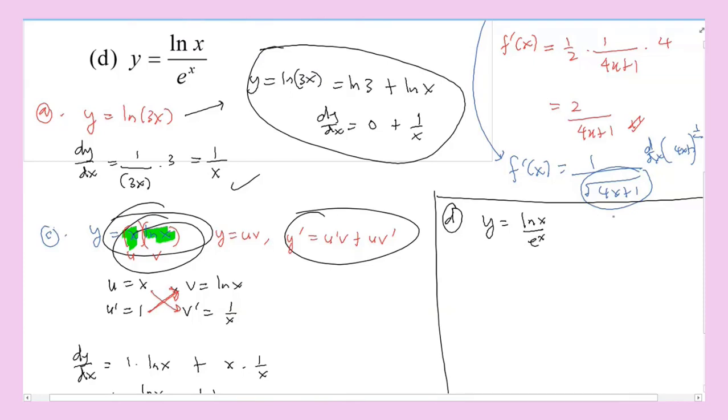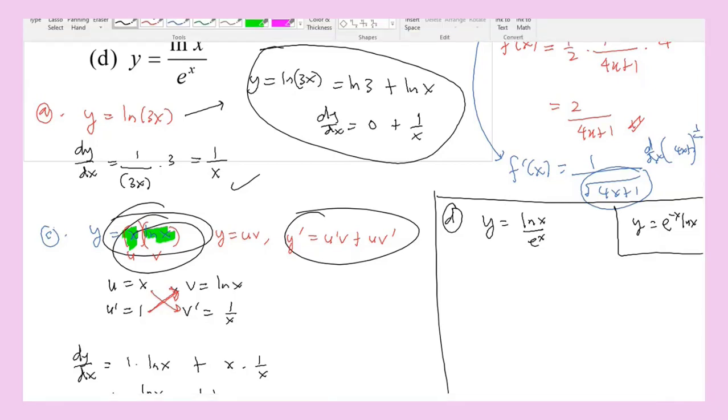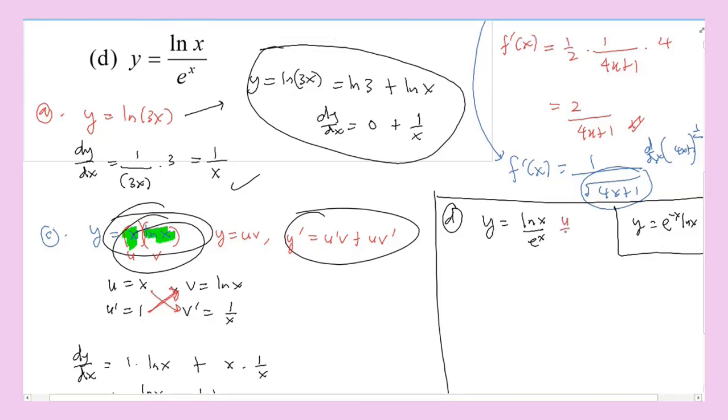Okay, let's say this one can be changed, bring it up and use the product rule. Now I'm going to use the quotient rule. Let's use the quotient rule: y equals u over v. y prime is u prime v minus u v prime, over v squared. u is equal to ln x, v is equal to e power x. u prime is 1 over x, and v prime is e power x, stays the same.